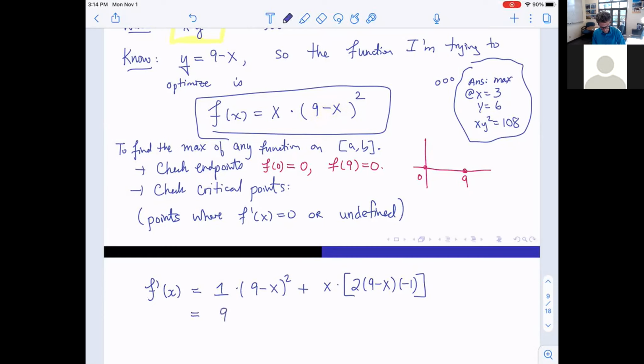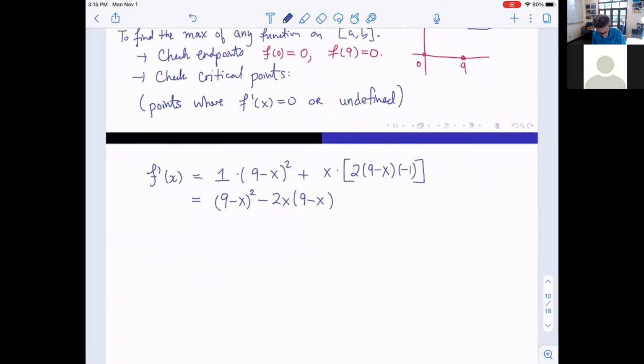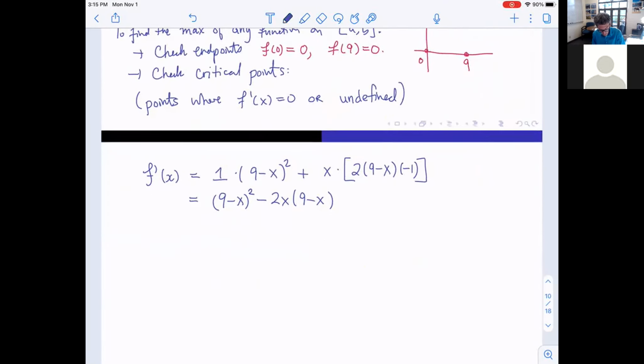And so now when I write this down, I get 9 minus x all squared plus, let's see, minus 2x times 9 minus x. And so this is my derivative. And I can keep going because I'm looking for points where it's 0 or undefined. If I'm going to set this equal to 0, it might make sense to factor. And so I notice a big old factor of 9 minus x.